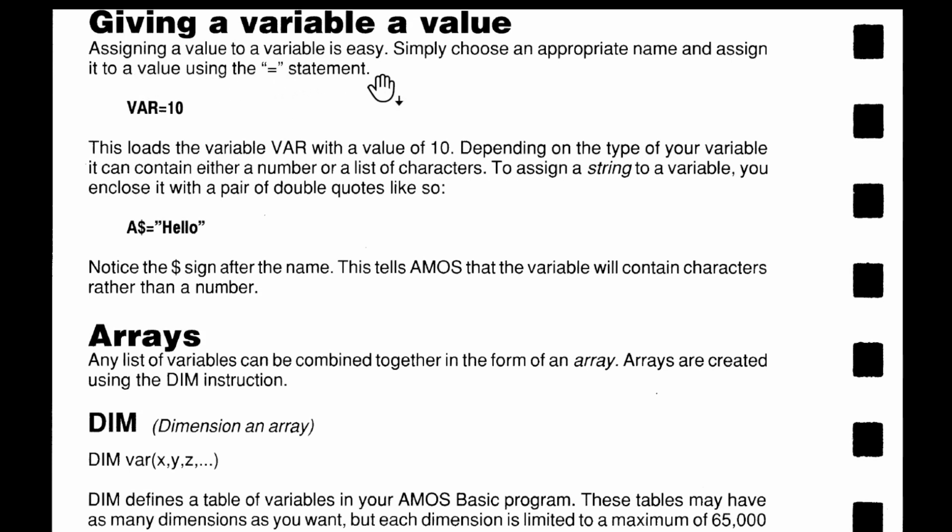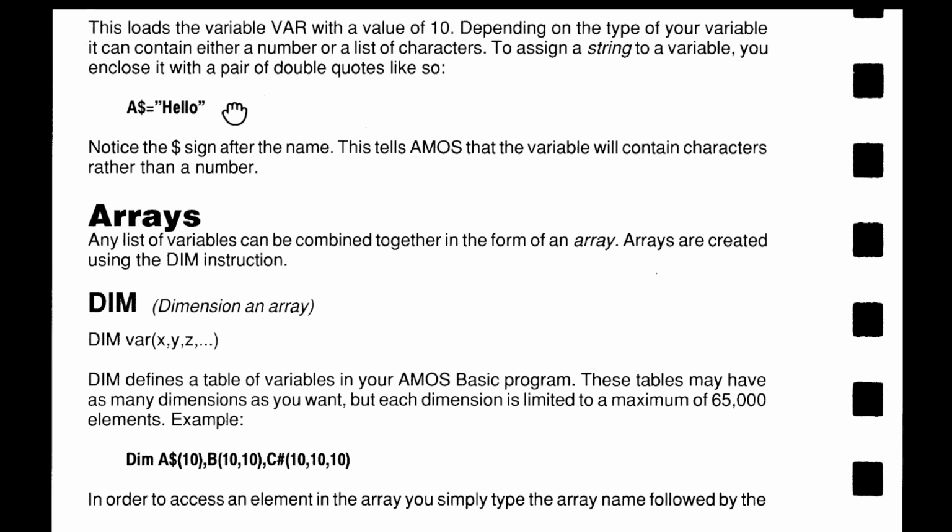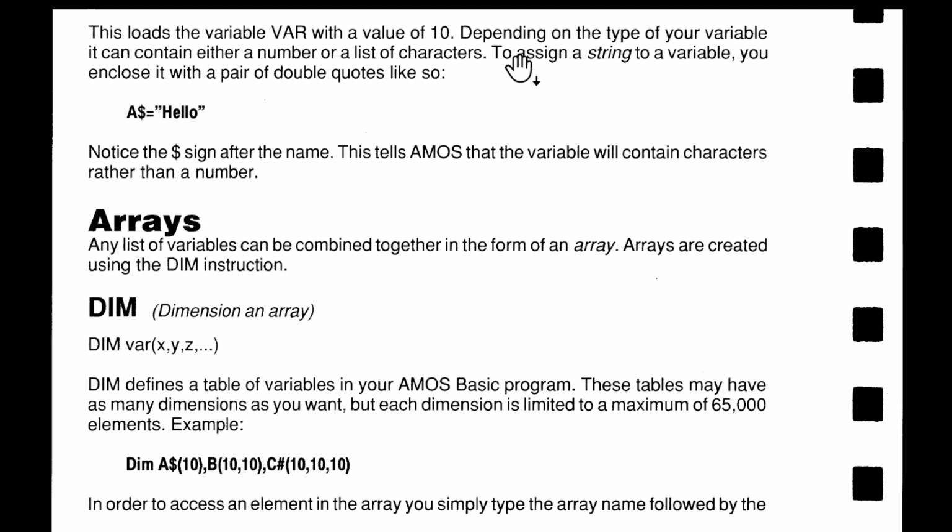Assigning a value to a variable is easy. Simply choose an appropriate name and assign it to a value using the equals statement. var = 10. This loads the variable var with a value of 10. Depending on the type of your variable, it can contain either a number or a list of characters.